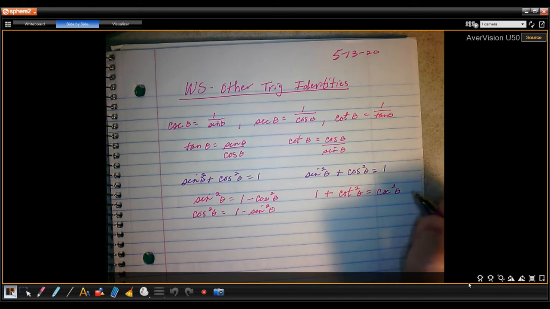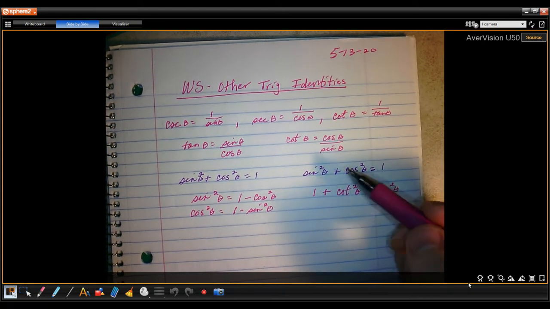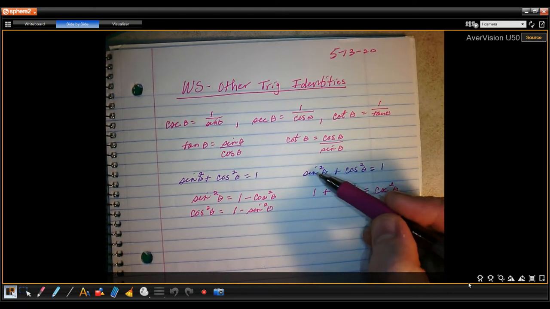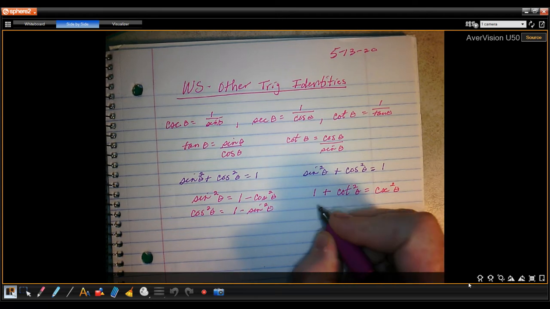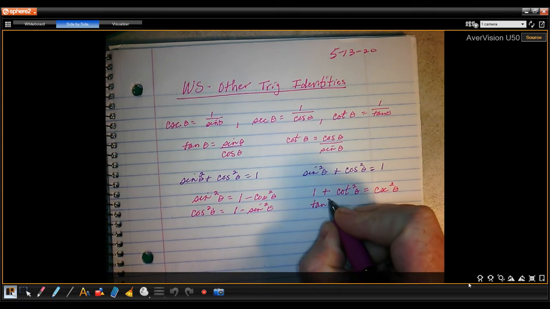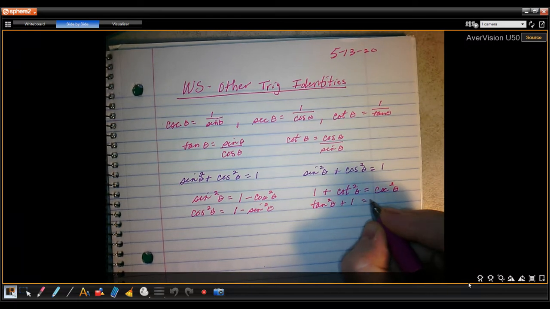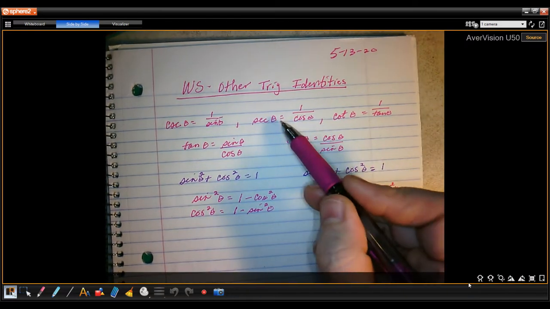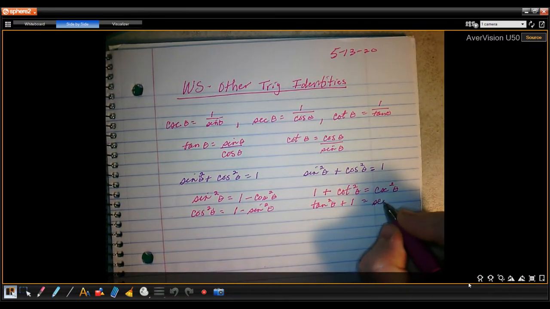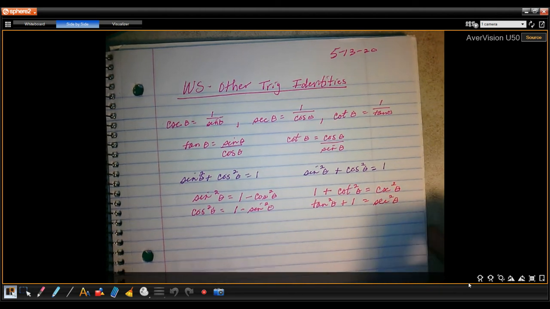There's another identity. Then if you go back in the notes, what if we divide this by cosine? Sine over cosine is what? Tangent squared theta? Plus cosine over cosine is 1. 1 over cosine up here is secant squared theta. So here are some more.